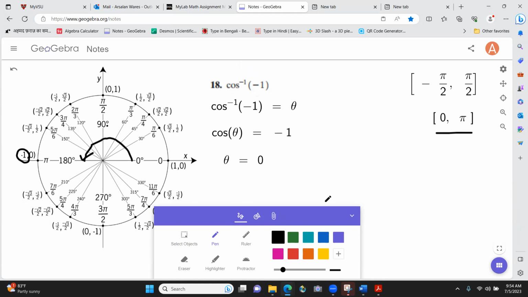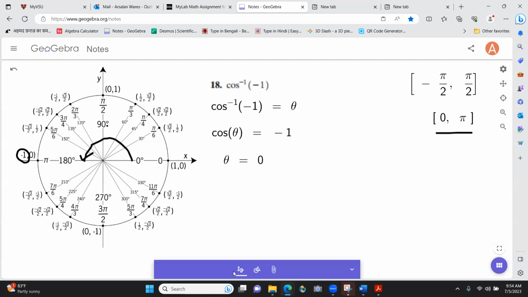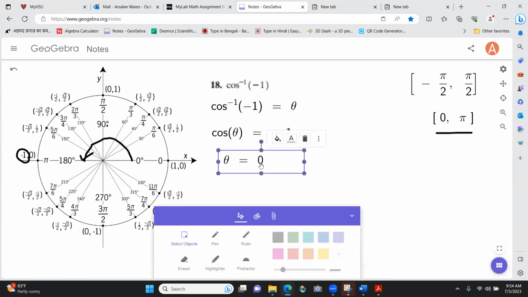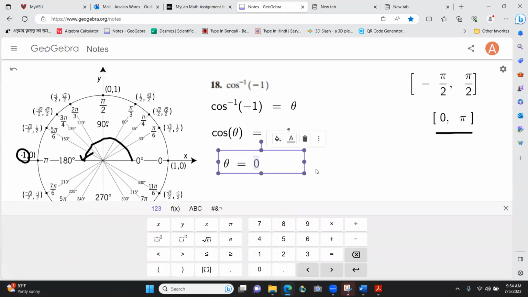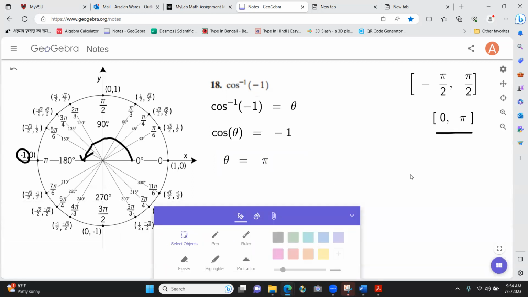And what is the value of theta? 180. You can write pi. I think the answers are in terms of pi, so I'm just going to write pi. You can easily write 180. I'm going to say the answer is pi. And I'm going to quickly go check my answer, number 18.